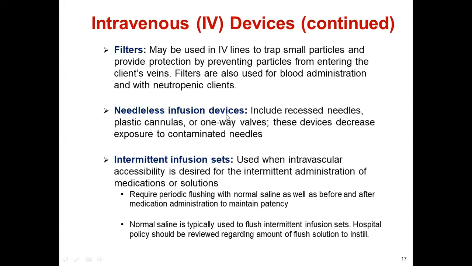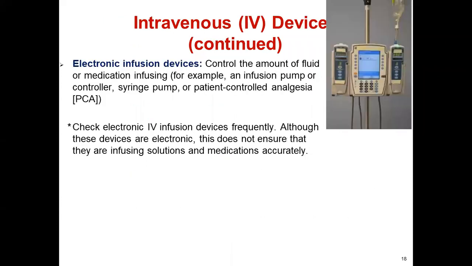Needleless infusion devices include a plastic cannula or a valve that we use. The one most commonly used in our hospital is this device. It is called an electronic infusion device. How many drops are falling per ml or per minute can be calculated by this electronic device. It controls the amount of fluid or medication infused.